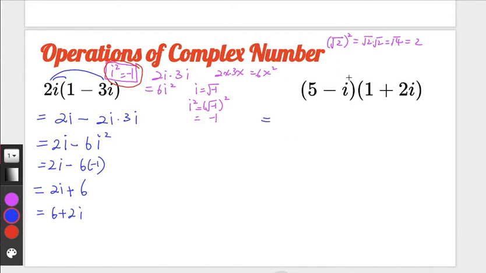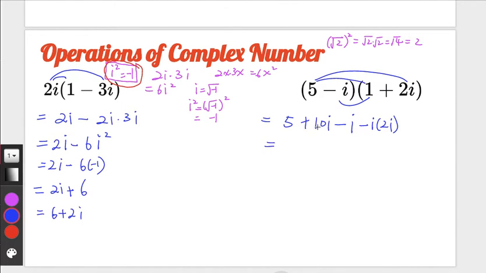Okay, now I'm going to just use FOIL or the distributive property, whatever you call it. We're going to do 5 times 1, then 5 times 2i. So 5 times 1 is 5. 5 times 2i is 10i. Okay, now let's do the second part. -i times 1 is -i. Then -i times 2i. So let's write that down. -i times 2i.